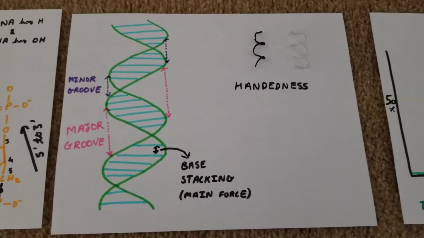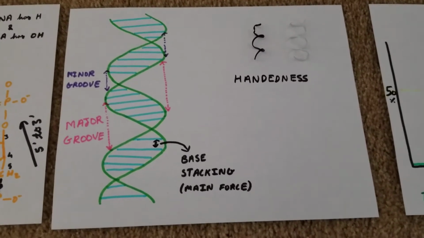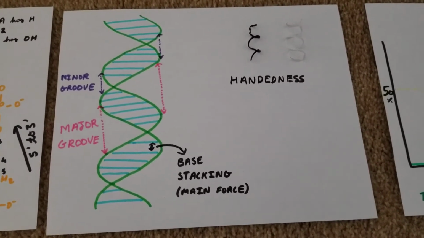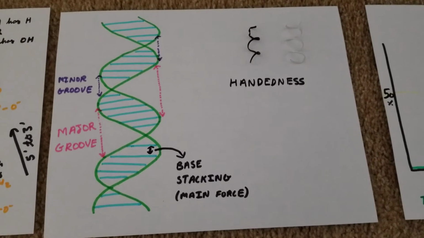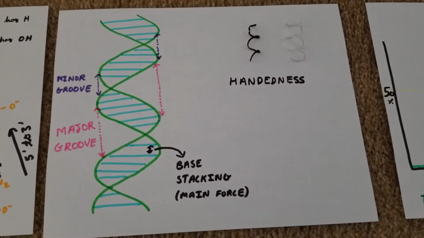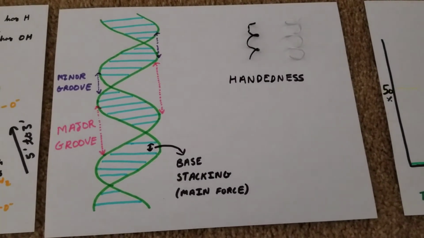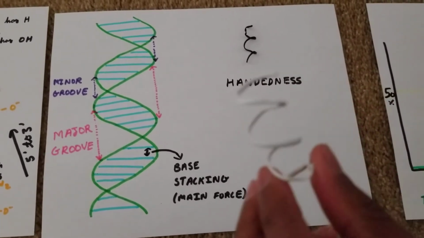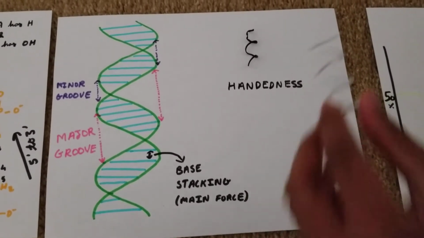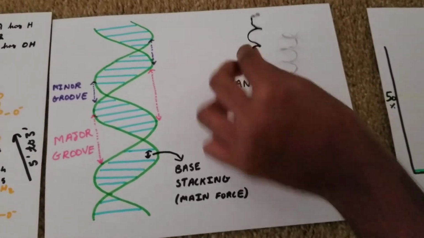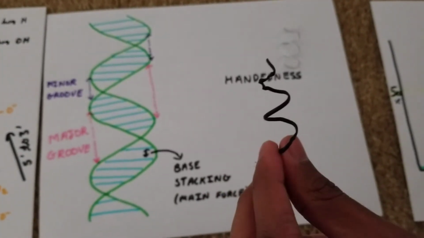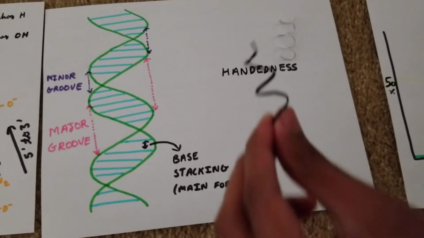The minor groove is when the DNA backbone is closer together, whereas the major groove is when the DNA backbone is further apart. Now let's talk about handedness. This refers to DNA coils. As you can see, if the coils are going upward and to the left, like here, then that is called left-handedness. If the coils are going upward and to the right, then that is called right-handedness.